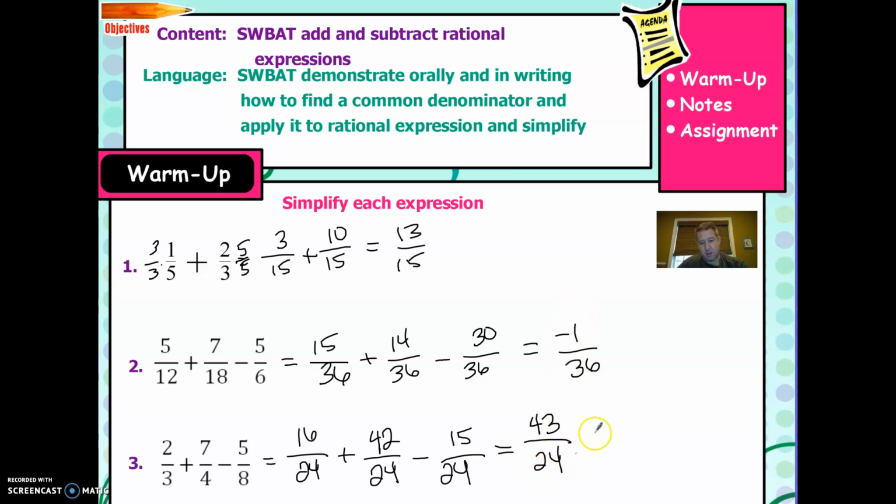Which you can then change to a mixed number because 24 does go into 43. What is that? 1 full time, minus 24. If I take that away, 43 minus 24 makes 19 left over.